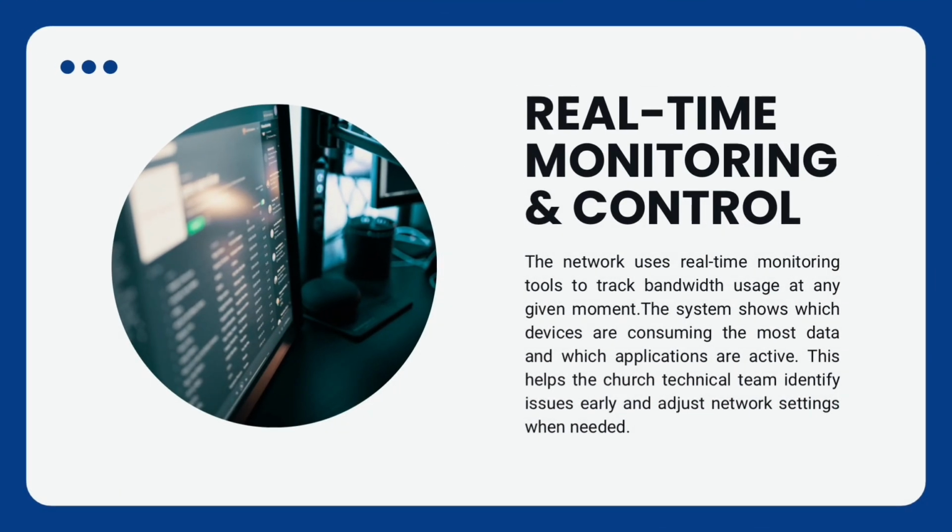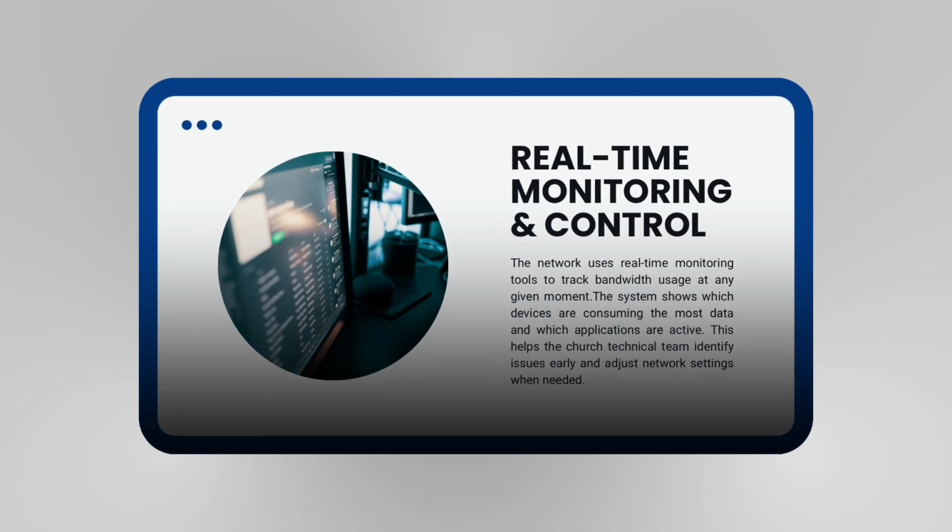The network also uses real-time monitoring tools to track how much bandwidth is being used at any given moment. The system can show which devices are consuming the most data and which applications are active. This helps the church technical team identify issues early and adjust network settings when needed.